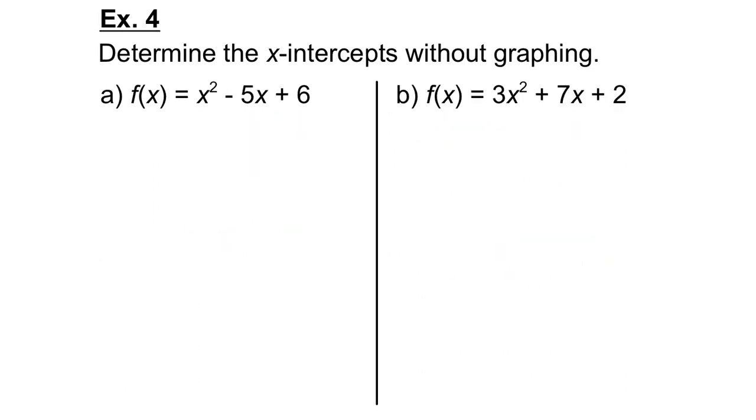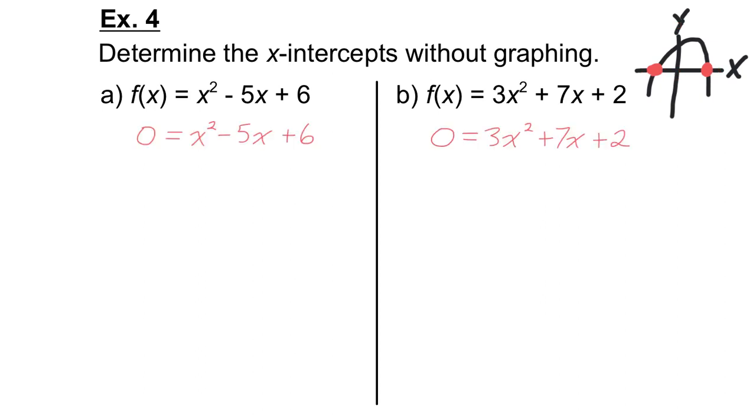But what if I want to find the x-intercepts without graphing? Now that's a little bit different. If you think about a graph, your x-intercepts are located on the x-axis when y is equal to 0. So substitute 0 for the output of your function. Now you can factor the expression. So pause the video and try to factor these and see how you do.